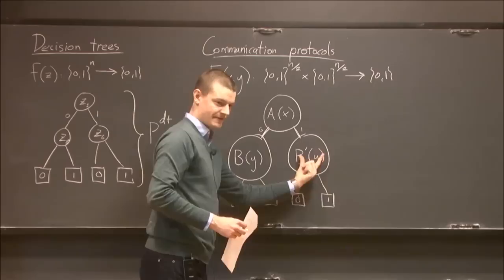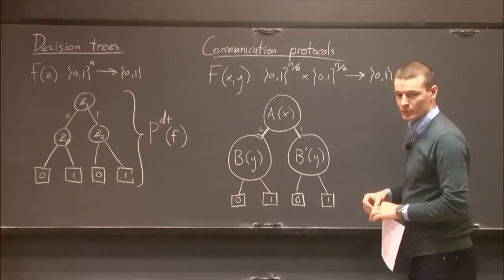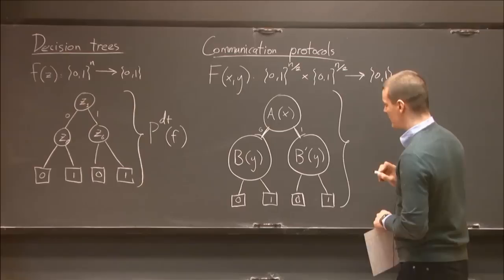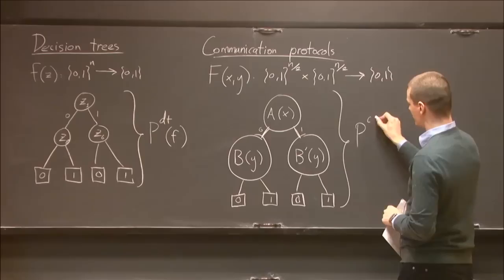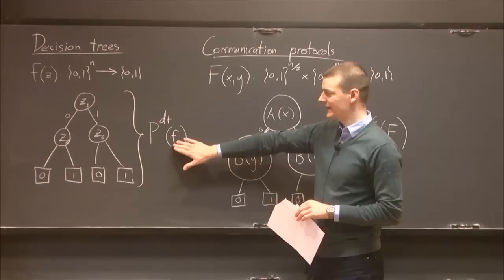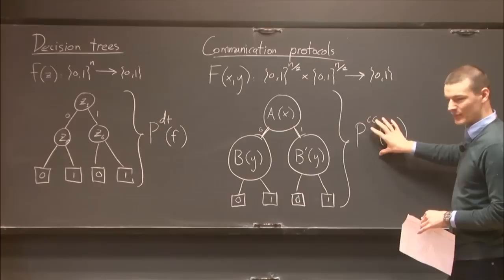So just drawing protocols like this, it's obvious that they're no more powerful than decision trees. If I have a decision tree for a function, I get a communication protocol, no matter how the input bits are split between Alice and Bob. My notation for the deterministic communication complexity of a function is superscript CC, communication complexity. So just to reiterate, you give me any little f, if I turn it into a capital F by specifying a bipartition of the input bits, then this complexity is always lower.